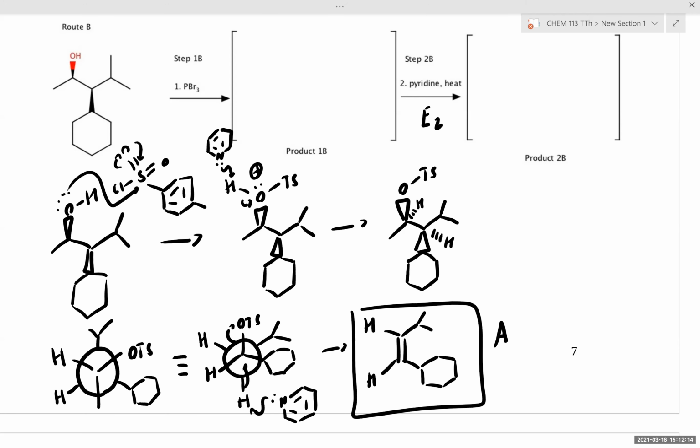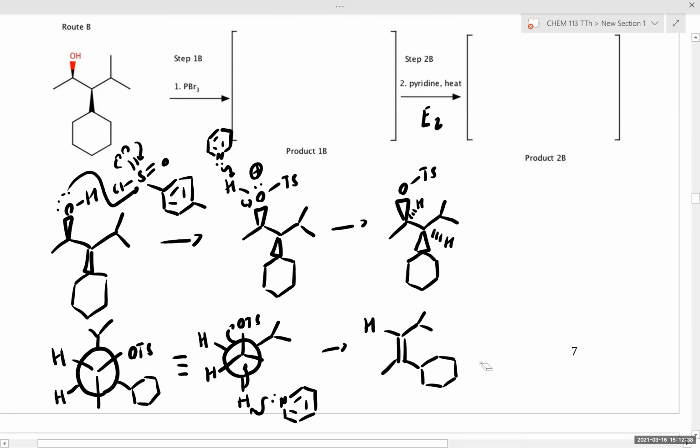I think you have too many hydrogens in your product. Oh, yes, yeah. Let me check. I got the isopropyl group across from the, let's see, isopropyl, hydrogen. I see what happened. One moment.